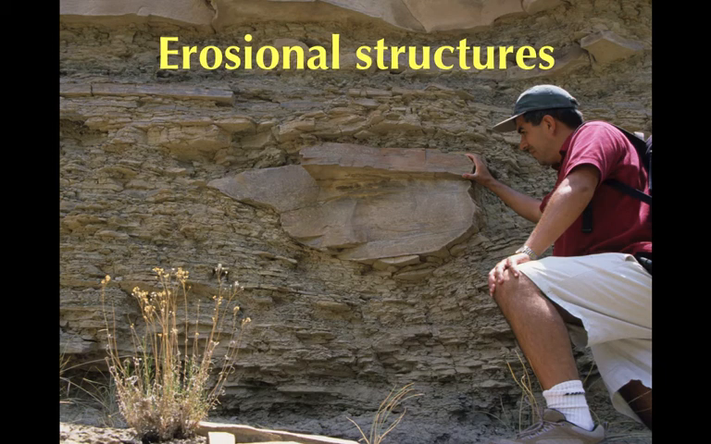Erosion can be recognized in a sedimentary deposit whenever a surface cuts down through existing sediment, like this surface does, and this surface truncates the underlying beds, which otherwise would have gone right through that small channel.